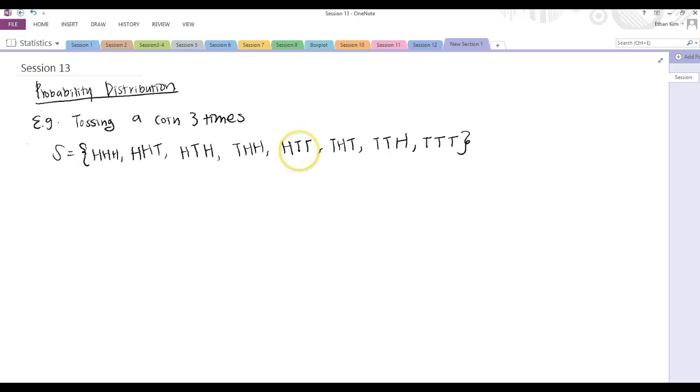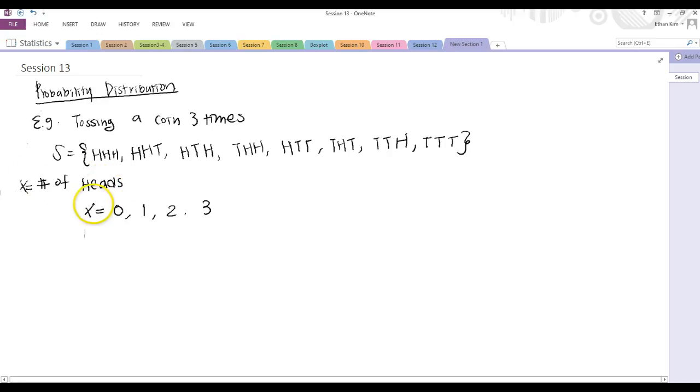And say that what we're looking at is the number of heads. Okay, so this is what we're looking at, and let's define this as x. So x equals the number of heads. So how many possibilities are there for x? Well, x can be 0 if everything is tail, right? x can be 1, 2, and 3.